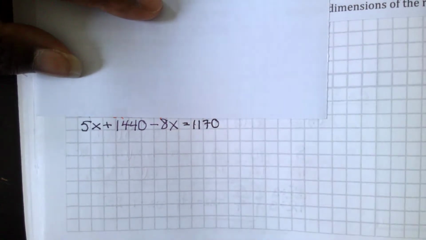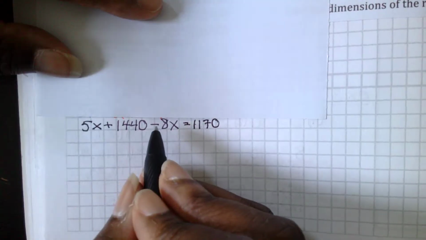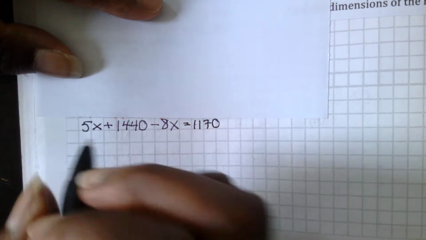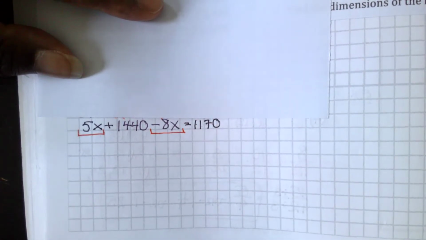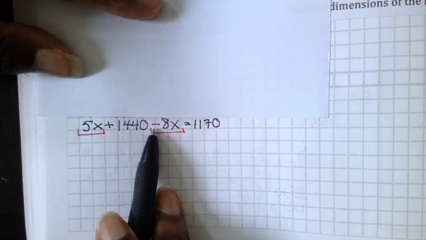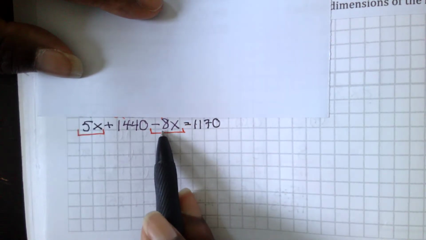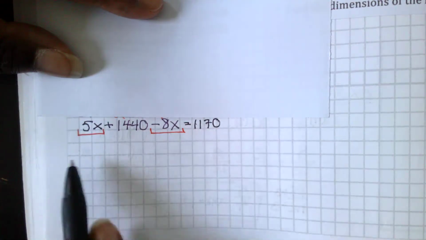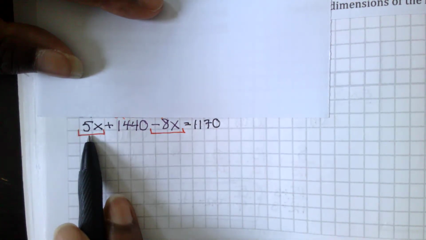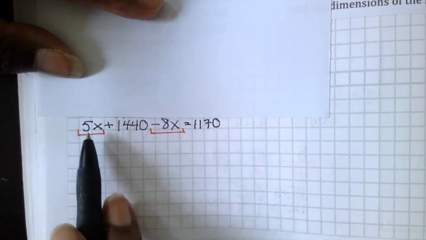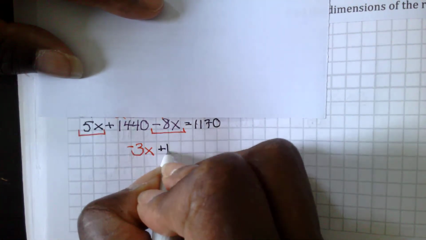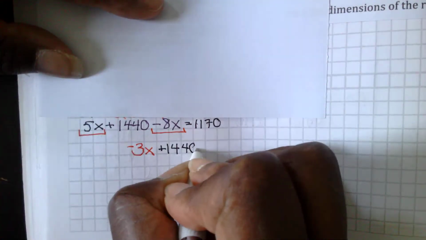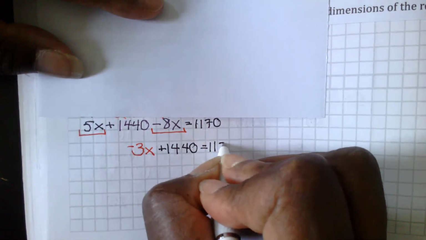So now you have x's on the same side of the equal sign. So we can combine 5x with negative 8x. You're probably saying, well, that's a minus sign. Once we start going into solving mode, this is considered a negative. So if you have negative 8 and a positive 5, if someone owed you $8 and they paid you 5, that means they owe you $3. Bring down plus 1,440 equals 1,170.